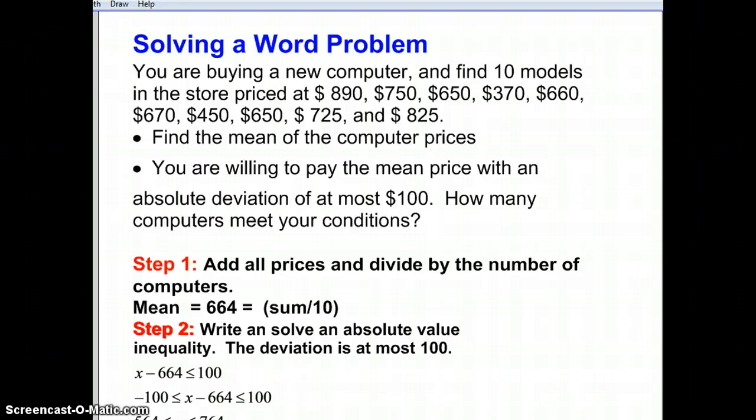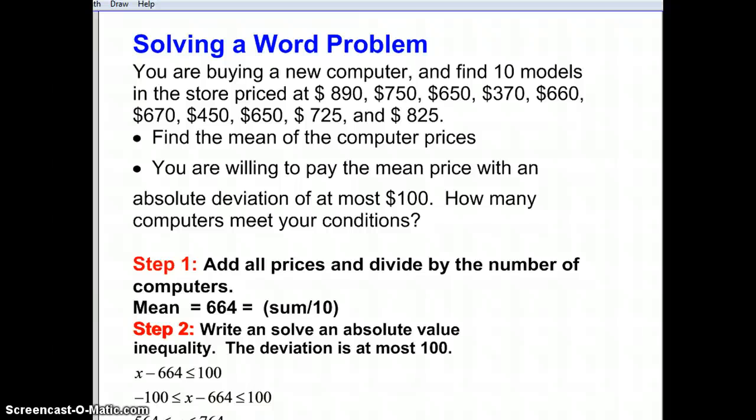Finally, we're going to solve a word problem, and here it is. You're buying a new computer and you find 10 models in the store priced at all these prices that are listed here. Okay, 10 different models, 10 different prices. So what they want you to do is find the mean of the computer prices. You remember what that is. That's the average. Total all the prices and divide by the number of computers.